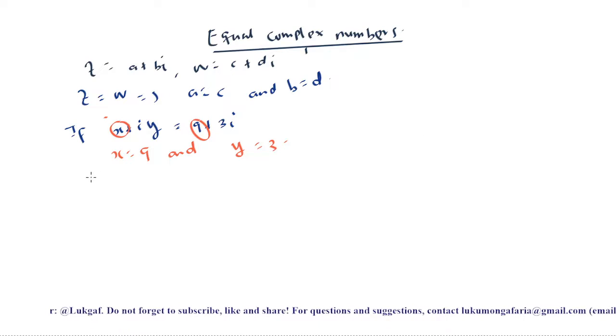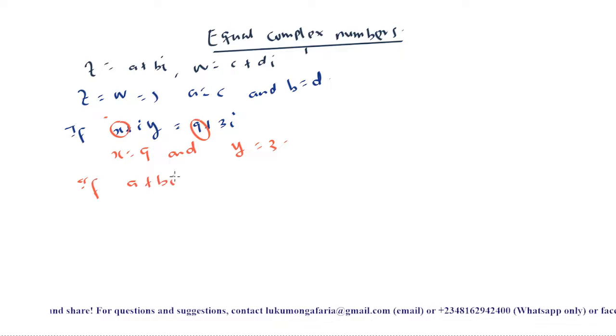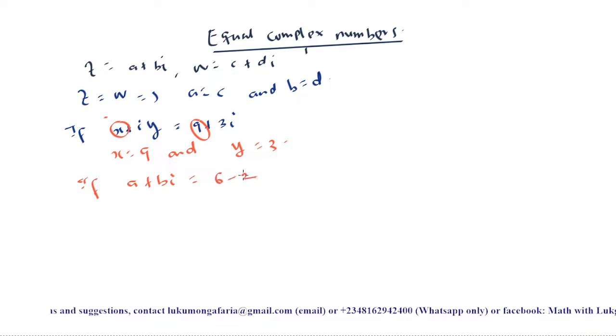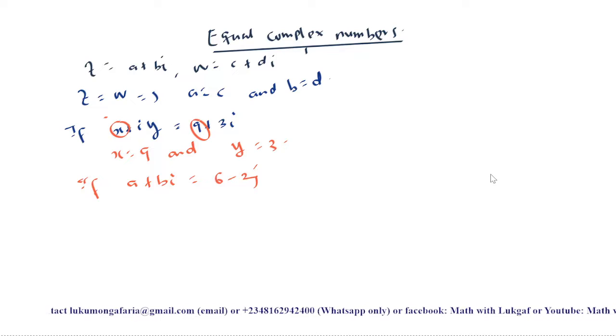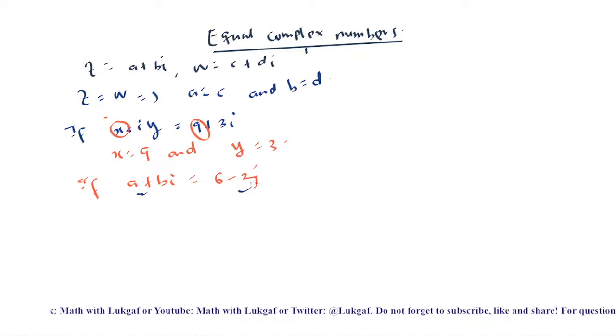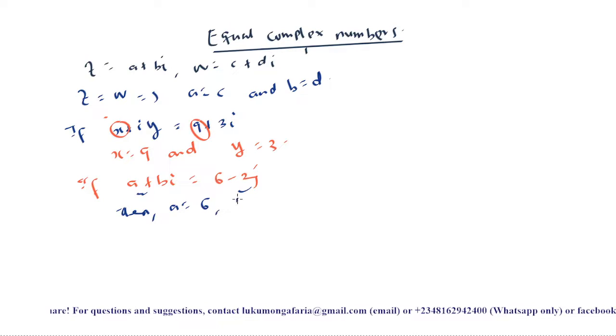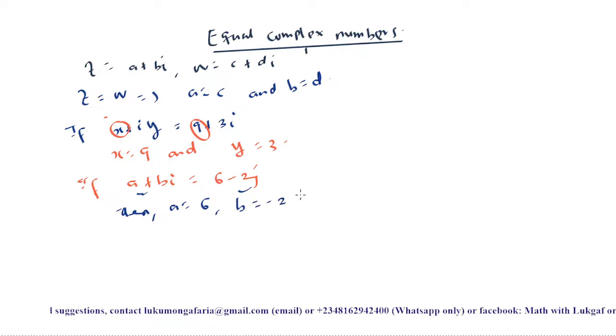Okay, what of this? Can you say it? If a plus bi equals 6 minus 2i, then what will be the value of a and what will be the value of b? By the definition, we say two complex numbers are equal if the real parts are equal and the imaginary parts are equal. Then here a is equal to 6 and b is equal to -2.